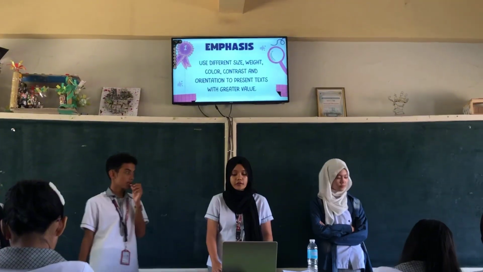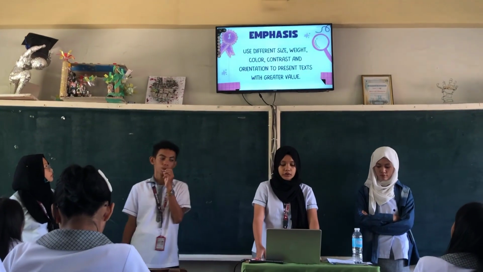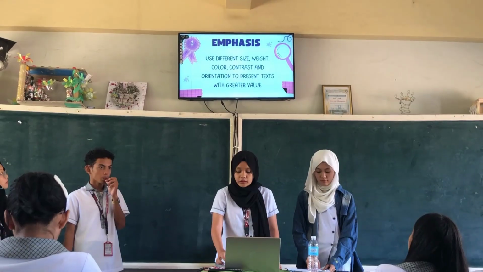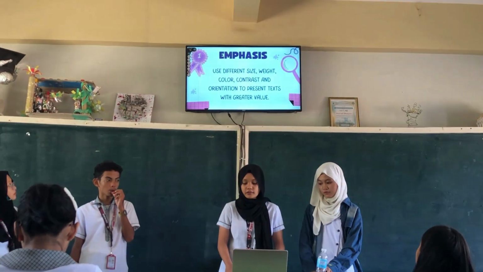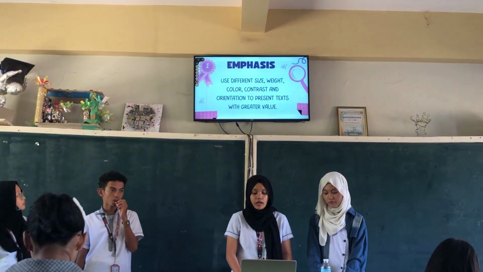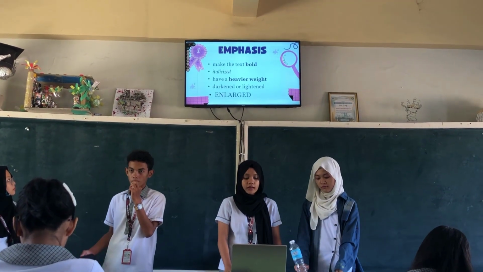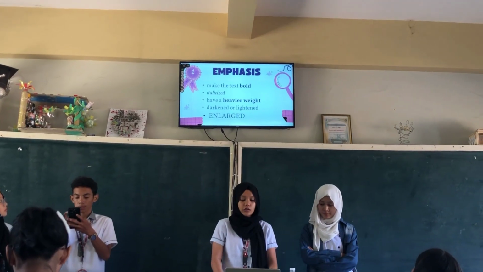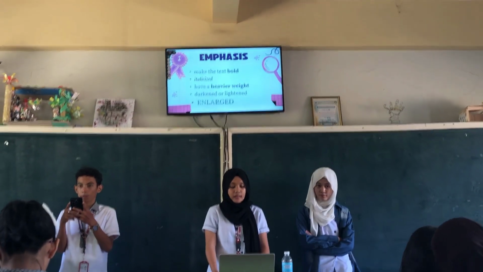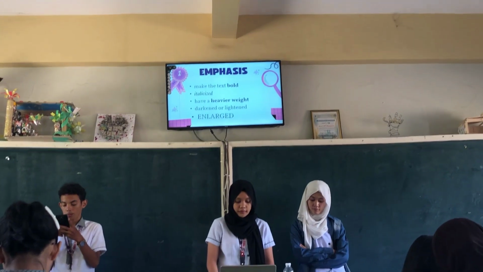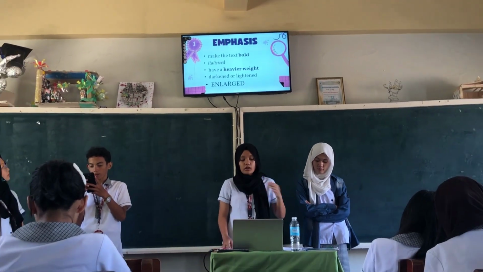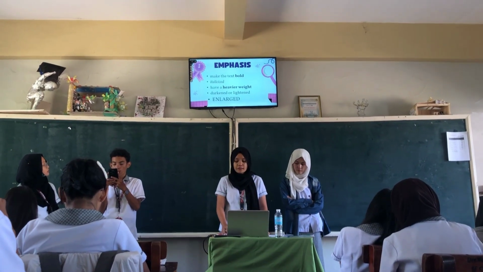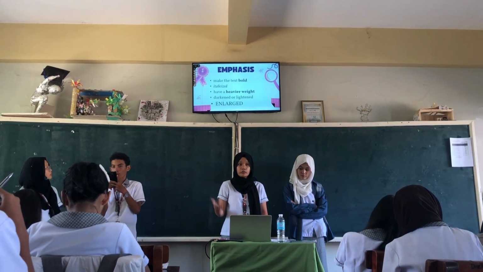So it uses a different size, weight, color, contrast, and orientation to present text of greater value. So it shows how do we give importance to a certain part of a text space, and also to emphasize your text. You can make the text bold, italicize, have a heavier weight, and also darken or lighten, and also enlarge. So, using emphasis can make the meaning that you want to convey change.